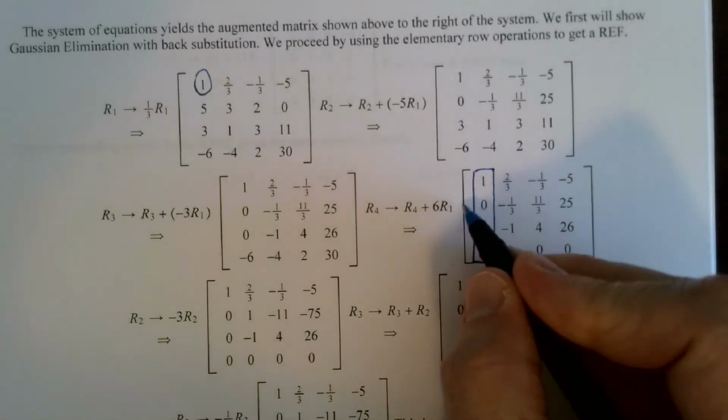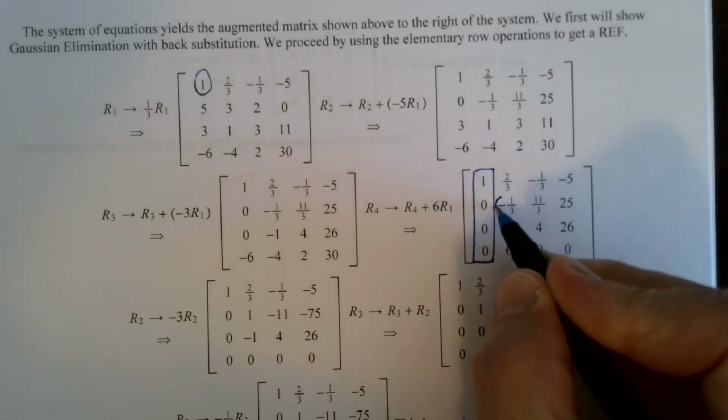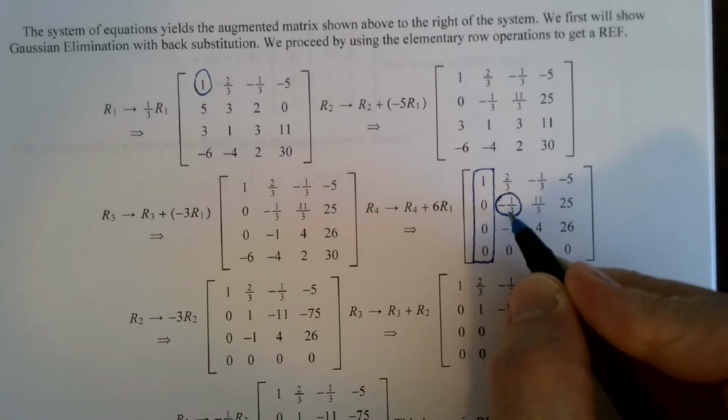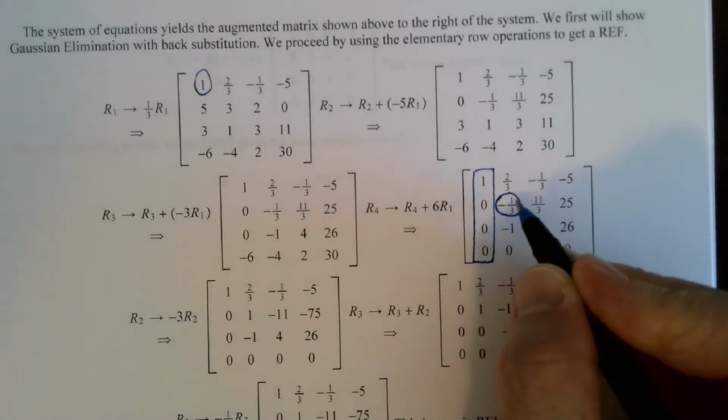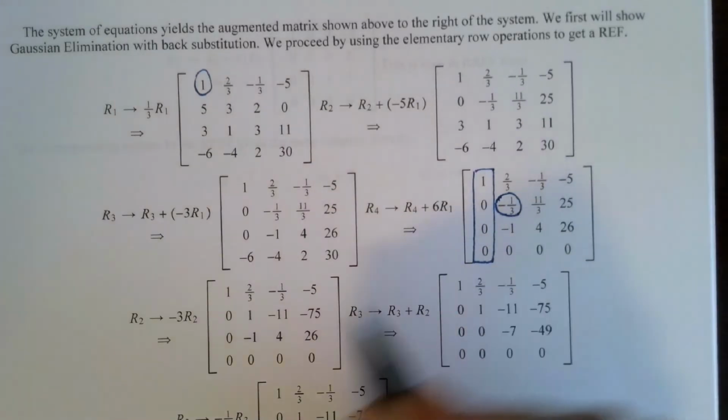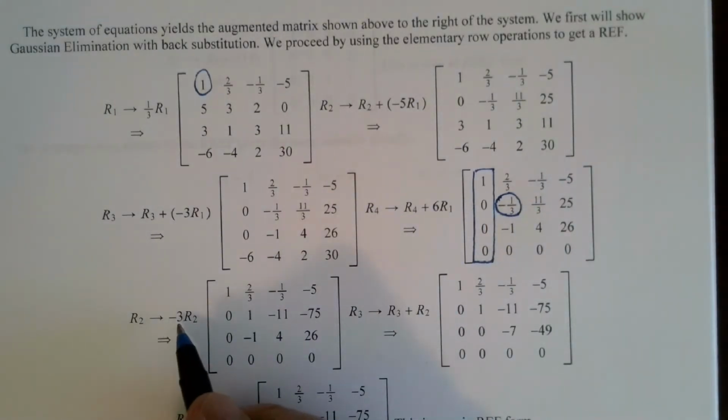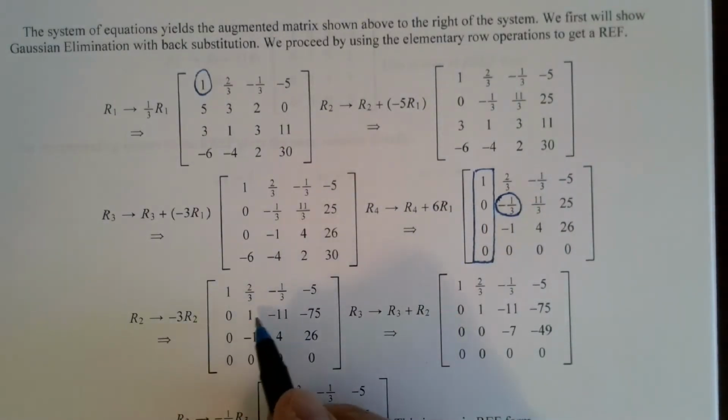Next goal is to go to the second row, get a leading one in this location. Right. Since that's non-zero, I just multiply by what? The reciprocal of -1/3 is -3. So I take row 2 and multiply it by -3. So all those entries in row 2 get multiplied by -3, and I get those values. There's my leading one. So it's set.